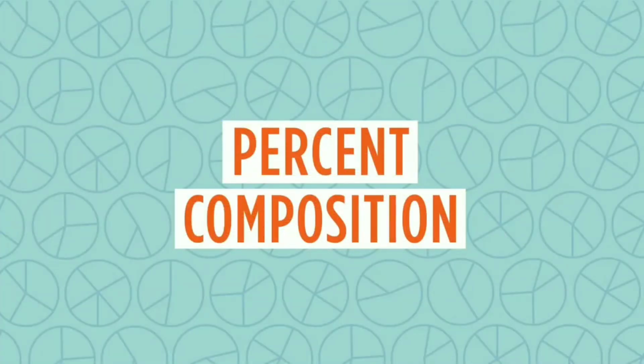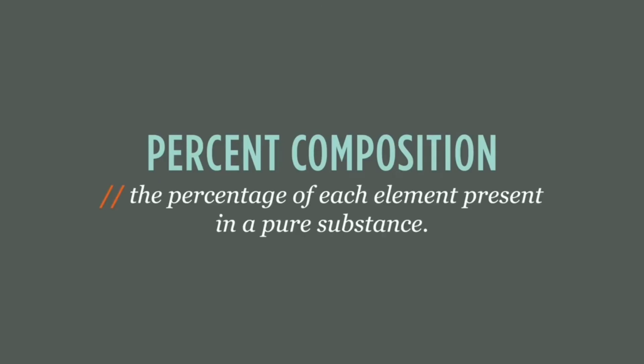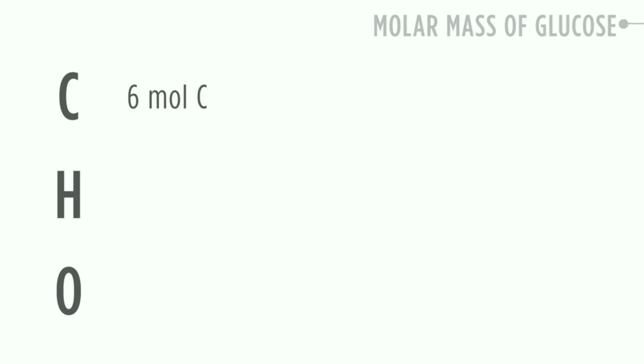In this video, we're going to calculate percent composition. Percent composition is the percentage of each element present in a pure substance. Let's take a simple problem. Calculate the percent composition by mass of glucose, C6H12O6. The first step is to calculate the molar mass of glucose. To do this, we'll look at the carbon, hydrogen, and oxygen and the number of moles of each of these elements in the compound. So C6H12O6, we can see that we have these quantities.